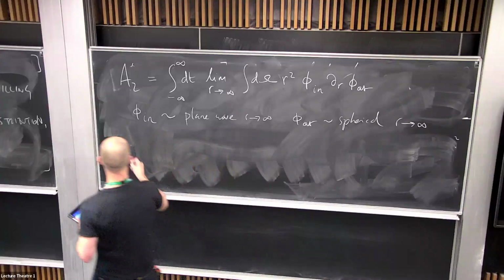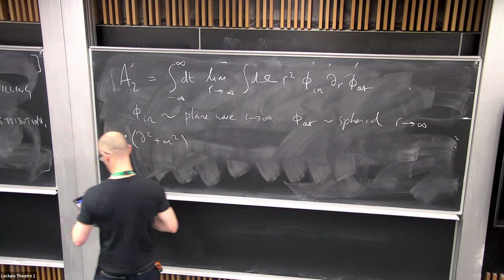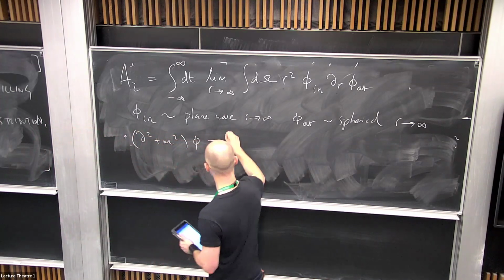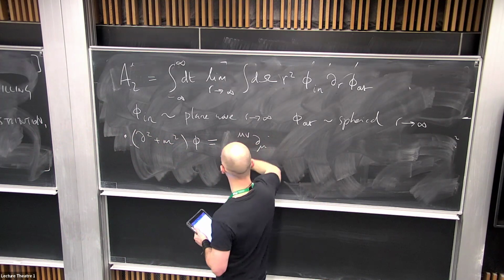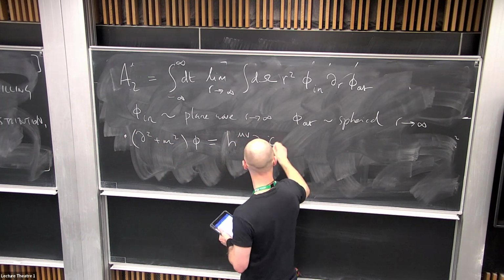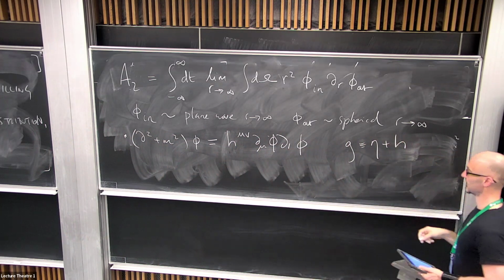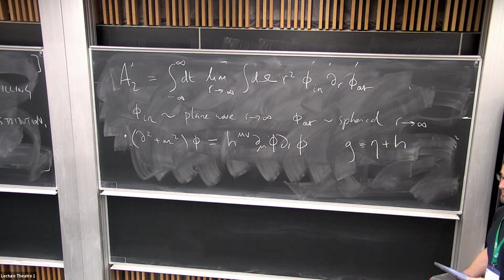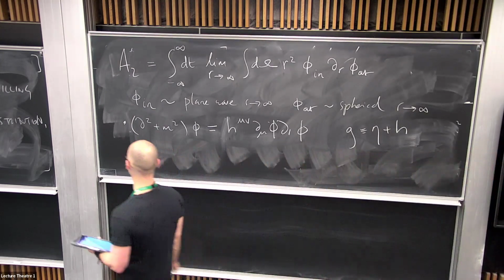Equations of motion, to solve, look something like the box plus m squared phi is h mu nu. I've just split G back up into e to the h. So, light-bending and scattering. We want to make contact with the eikonal.